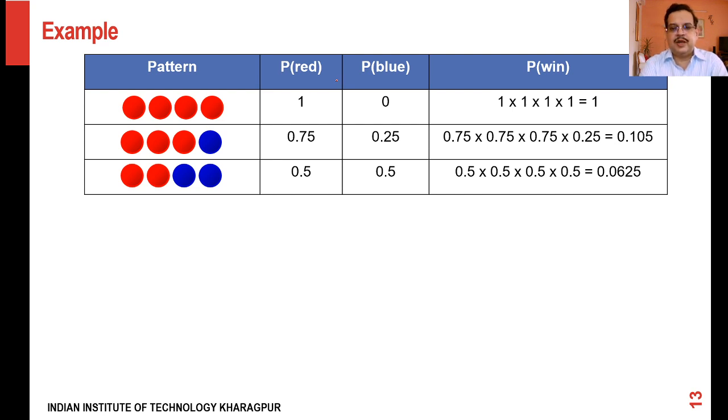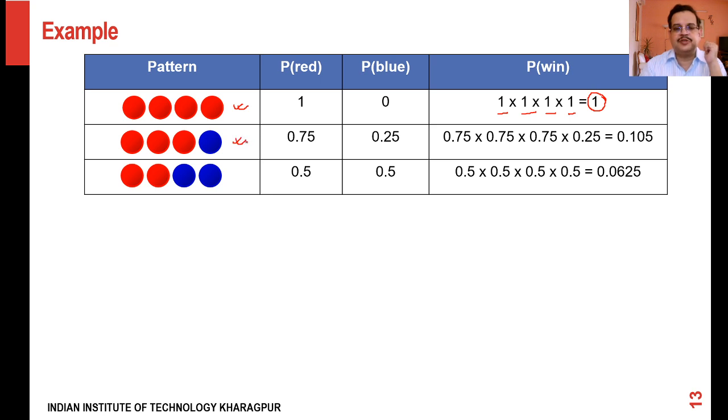So if you look at this, suppose look at the first pattern, so all reds, then in the first bucket I will get the red with a probability of 1. So the probability of the first ball being red is 1, the probability of the second ball being red is 1, third one is 1, and fourth one is 1. So the total probability is 1. So the probability that I will get exactly this combination, or that is I will win in this game, is 1.